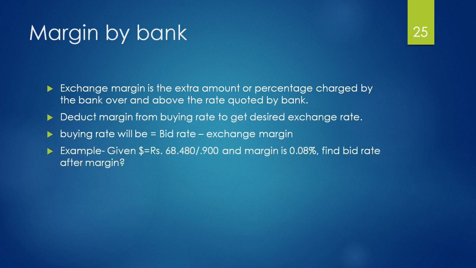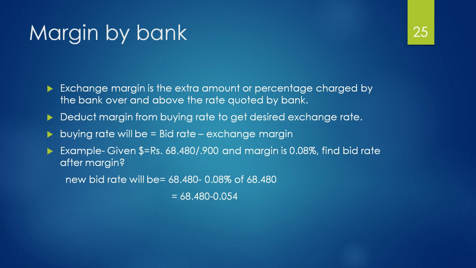Let's see an example. Given that dollar equals rupees 68.480/0.900 and the margin is 0.08%, and you have to find the bid rate after margin. So the new bid rate will be old bid rate minus exchange margin, as we learned earlier. Thus 68.480 minus 0.08% of 68.480, which gives 68.480 minus 0.054. So the new bid rate will be rupees 68.426.